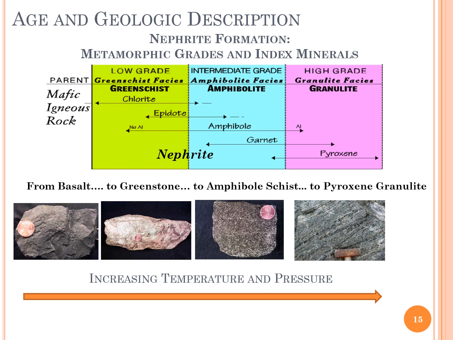And below here, at the bottom of the picture, we have different rocks formed as we move across this gradational change in temperature and pressure. From basalt on the left, the parent rock, to greenstone in green schist facies, to amphibole schist in intermediate facies, all the way to pyroxene granulite in the high pressure, high temperature facies. And as we said a moment ago, our nephrite is in the intermediate to low grade world.